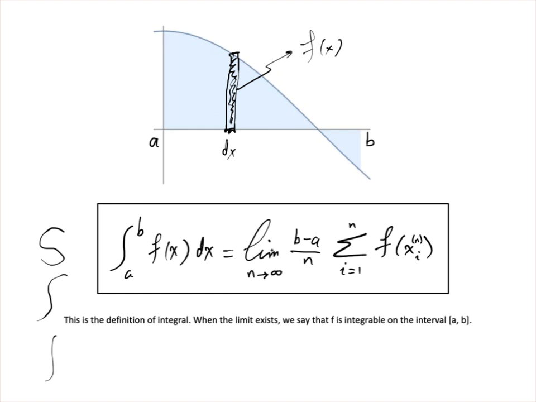Not every limit exists, and we know that from the tangent line problem. In this case, if the limit does exist, we say that the function f is integrable on the interval a to b. If the limit doesn't exist, then the function is not integrable on this interval a, b.